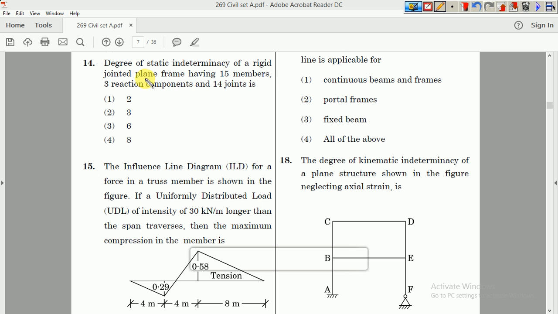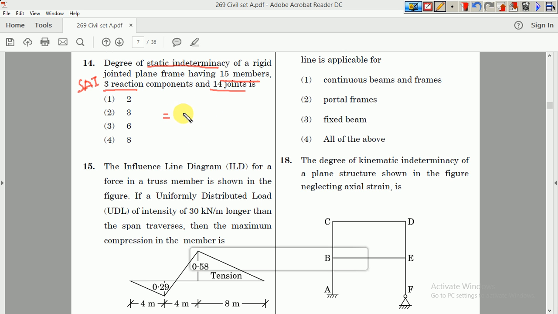Fine. This is essay 1. This question is essay 1. They are asking us to find, and it is a very simple question, the degree of static determinacy. They have given the number of members, the reactions are 3 and the joints are 4.